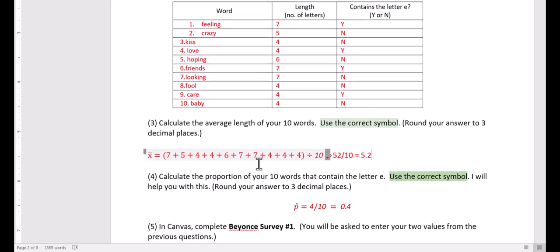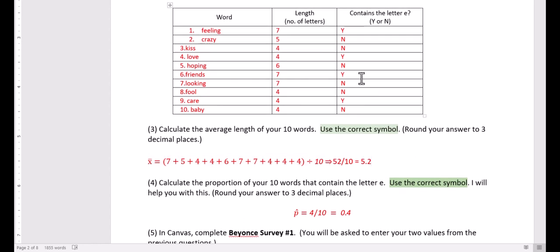And then the proportion of words that have the letter E will be counting up how many of your words have the letter E. So for me, I had 4 words out of 10. And so that gives me a proportion of 0.4. And the symbol for proportion is p hat.